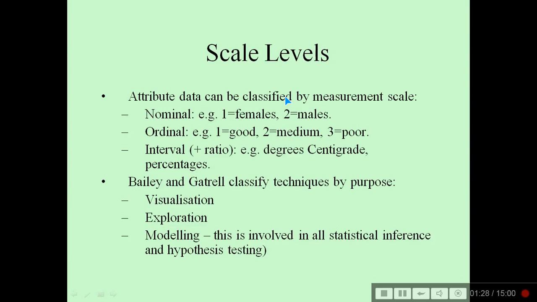So what will be the scale levels? Attribute data can be classified by measurement scale. We know that measurement scales are nominal, ordinal, interval. Nominal is 1 or 2; ordinal means 1, 2, 3, meaning good, medium, poor. Interval means degrees centigrade, 10 to 20, 20 to 30, this kind of interval.